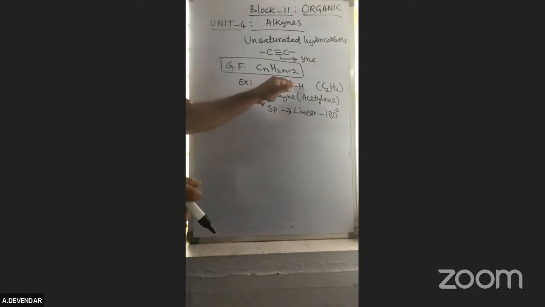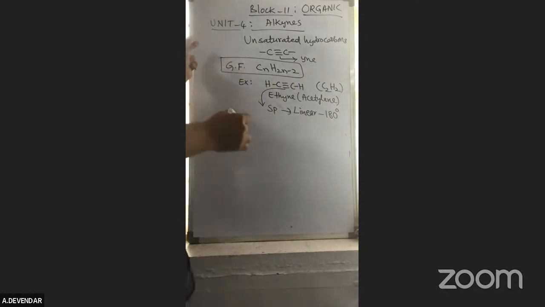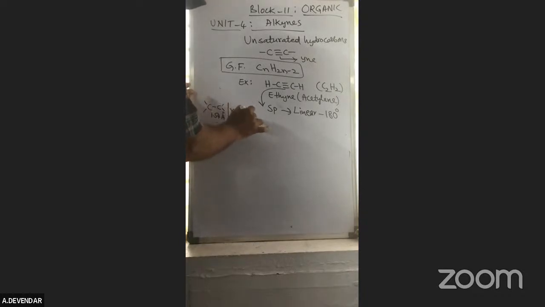You know that the carbon-carbon single bond length is 1.54 angstroms. For the carbon-carbon double bond, the length is 1.34 angstroms.